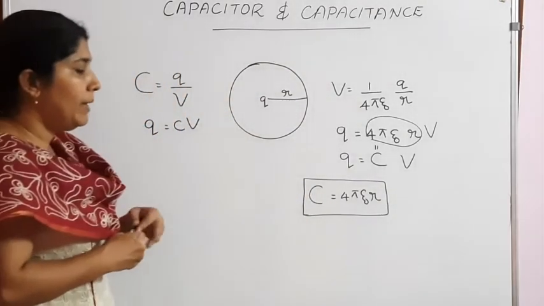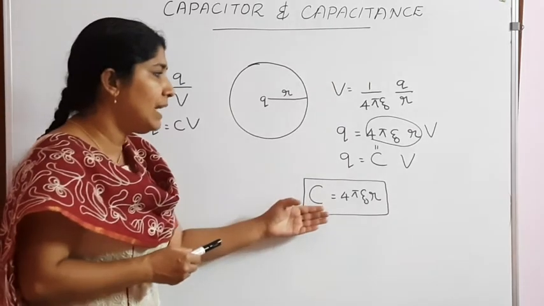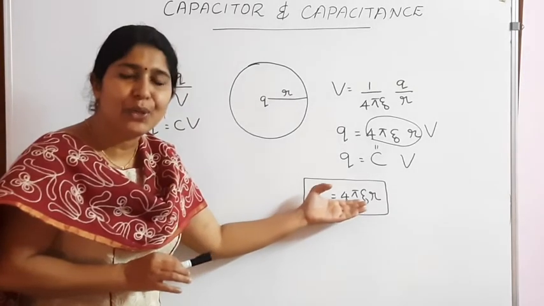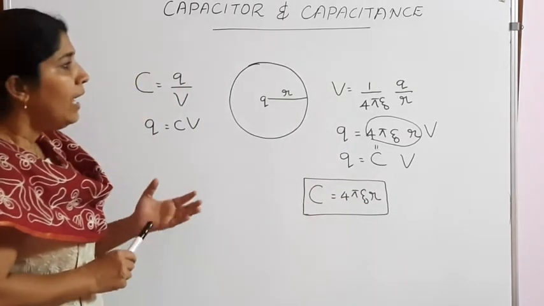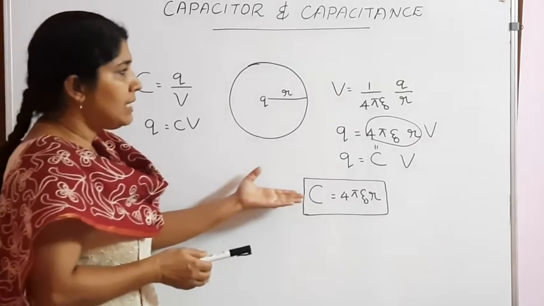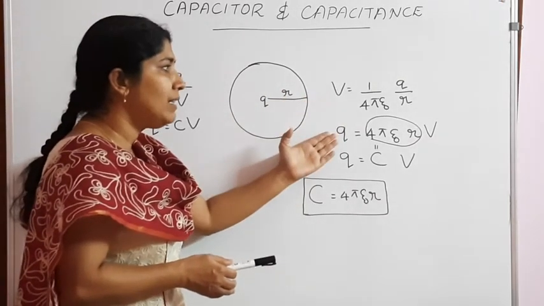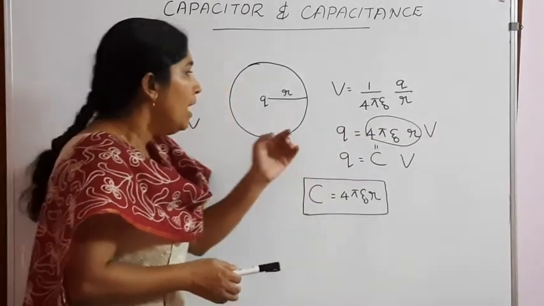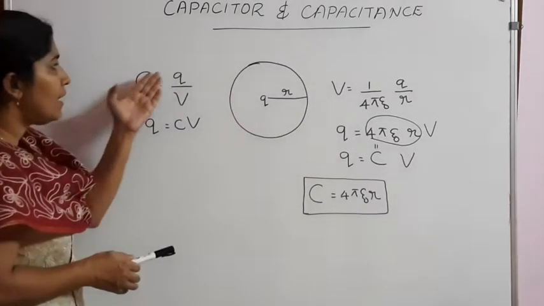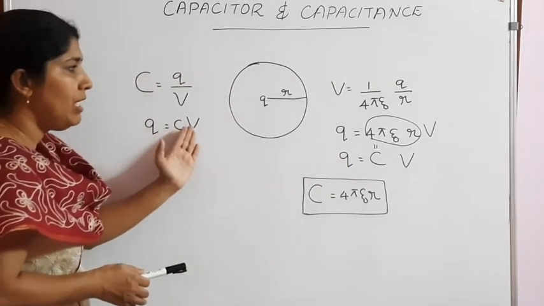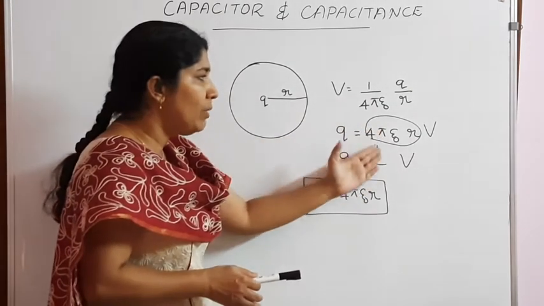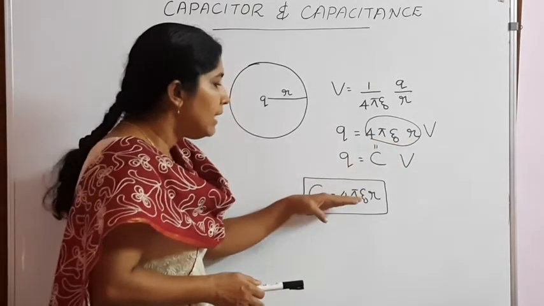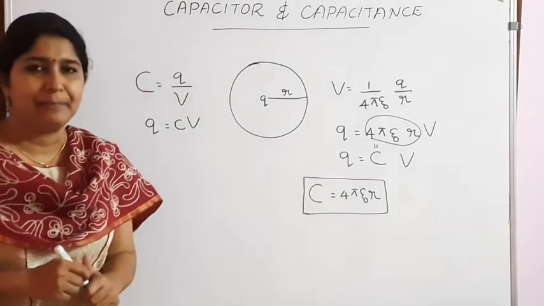What is the capacitance of a spherical conductor? It is 4 pi epsilon 0 into R. To find that capacitance, the potential is known. On rearranging the potential, we can write Q is equal to 4 pi epsilon 0 R into V. We know C is equal to Q by V, therefore Q is equal to CV. On comparing these two equations, C is equal to 4 pi epsilon 0 into R. That is the capacitance of a spherical conductor.